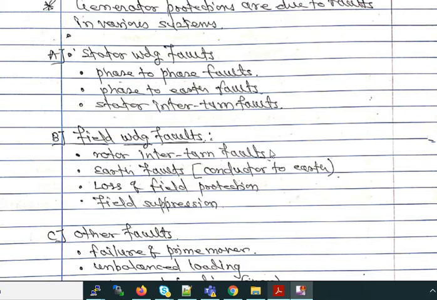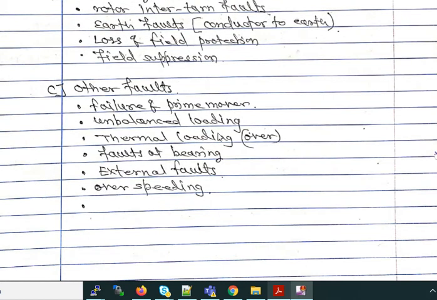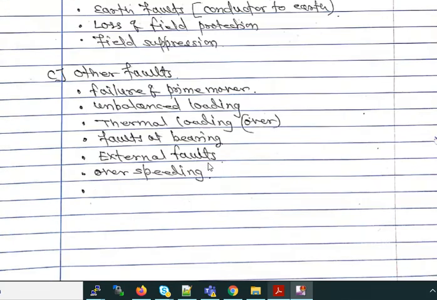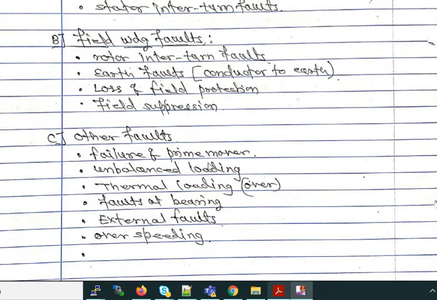The first one is the stator winding faults. These include the phase-to-phase fault, phase-to-earth fault, stator interturn faults. Then the second part is the field winding faults: the rotor interturn faults, earth faults, that is conductor to earth, loss of field protection, field separation. Now, what are the other faults? The failure of the prime mover, unbalanced loading, thermal overloading, faults at the bearings, external faults, and overspeeding of the prime mover. So, students, in this way, we have learned what are the faults taking place on the alternator.